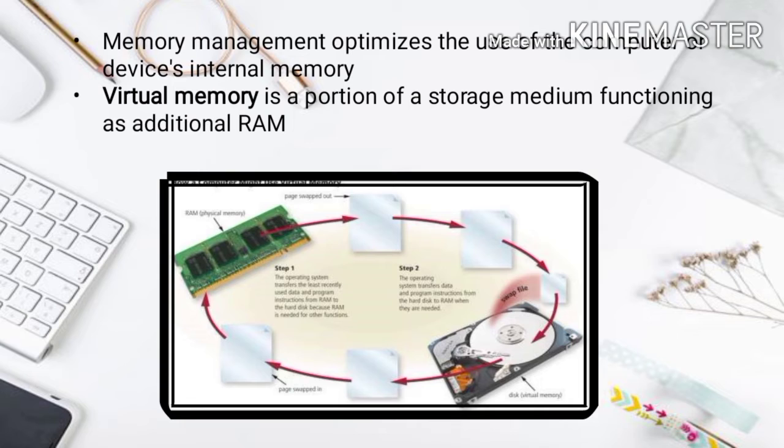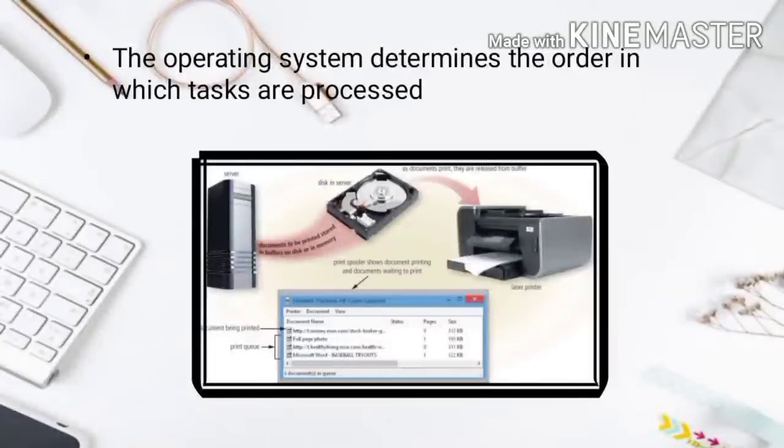As you can see in the picture, there is a cycle of how to transfer the files or data from the other storage. The operating system determines the order in which tasks are processed.